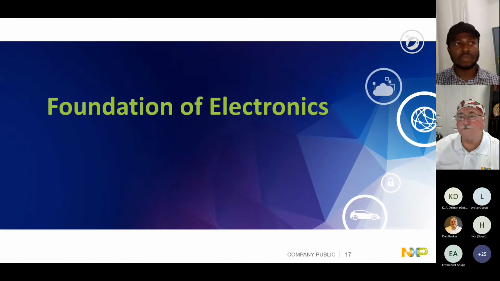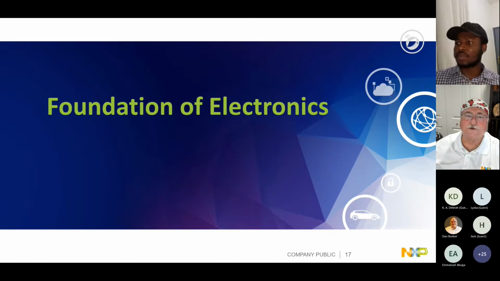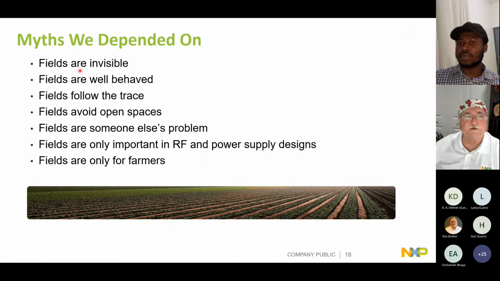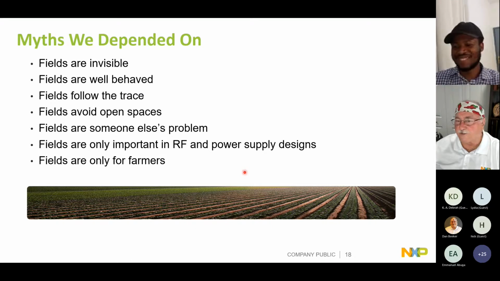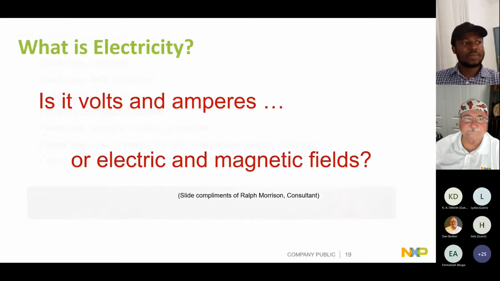We talk about the foundation of electronics. My perspective was always that fields were something somebody else had to worry about. They're invisible, they behaved, they follow the trace. That's probably the only thing that I had right. They avoided open spaces. They're somebody else's problem. They're only important in RF and power supplies, and only for farmers. They were nothing I wanted to deal with. I was a digital circuit designer. I could do Boolean algebra, and I could draw schematics, and I could hook pins up, and it seemed to work until we got to the nano world, and then things fell apart.